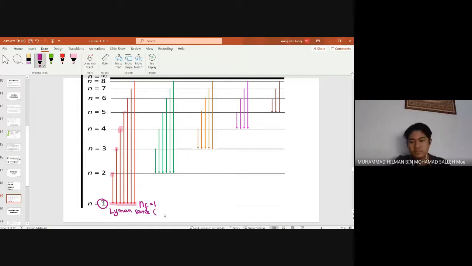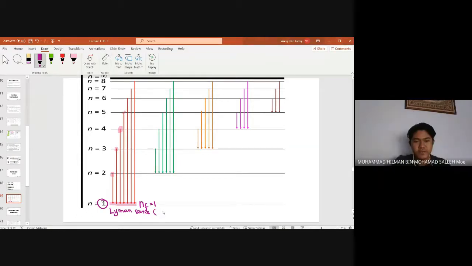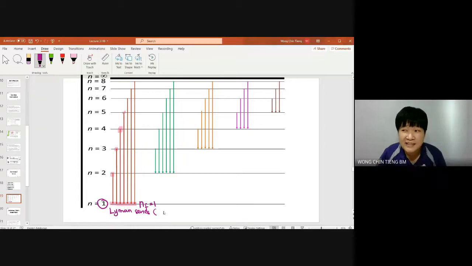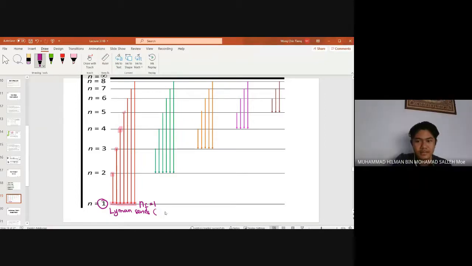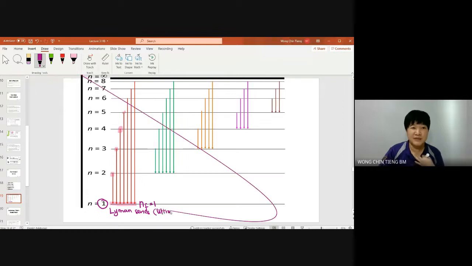UV. UV. Nama penuh UV? Ultraviolet. Boleh A je kah? UVRA. Itu masalah dia. Alright, UV semua boleh tulis. U dengan V je. Ultraviolet region. Okay?